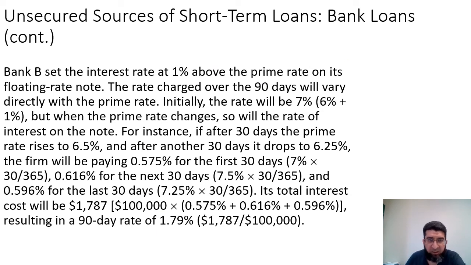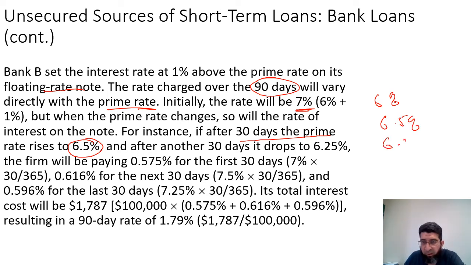Now Bank B set the interest rate at 1% above the prime rate on its floating rate note. The rate changed over the 90 days will vary directly with the prime rate. Initially, the rate will be 7%, so it's 6% plus 1%. But when the prime rate changes, so will the rate of interest on the note. For instance, if after 30 days the prime rate rises to 6.5%, this was 6%, now it's 6.5%. And after another 30 days it drops to 6.25%.